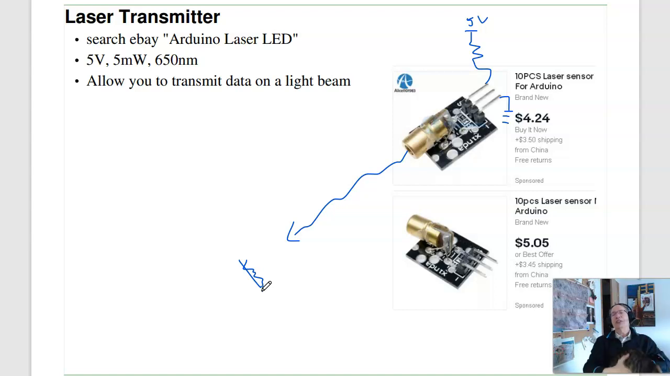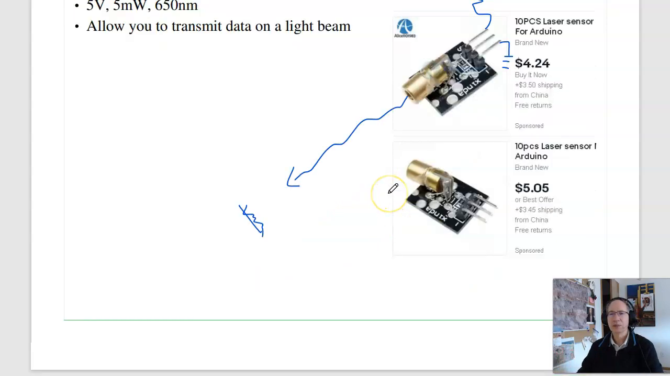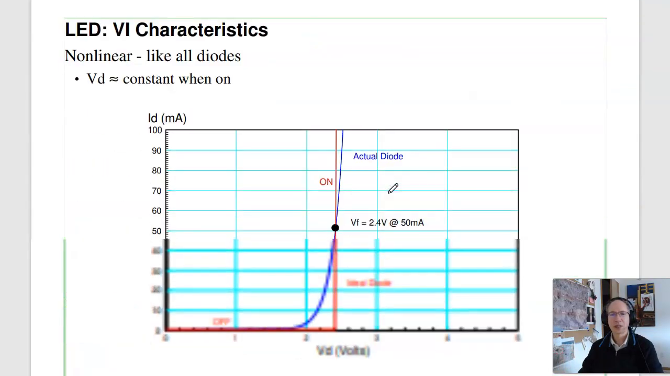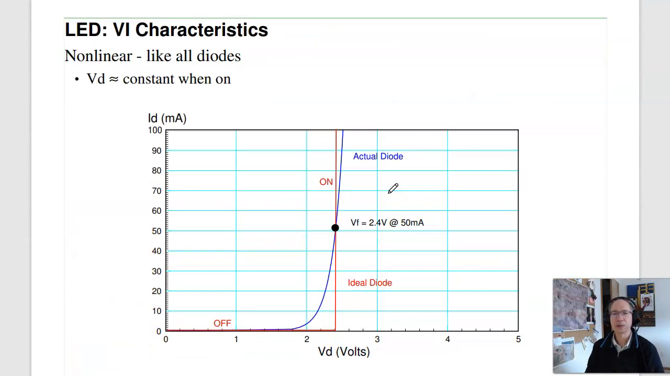Or you can also do on-off keying and output binary data. I could do amplitude modulation, whatever you want to do with the diode. So those are some of the options with diodes.